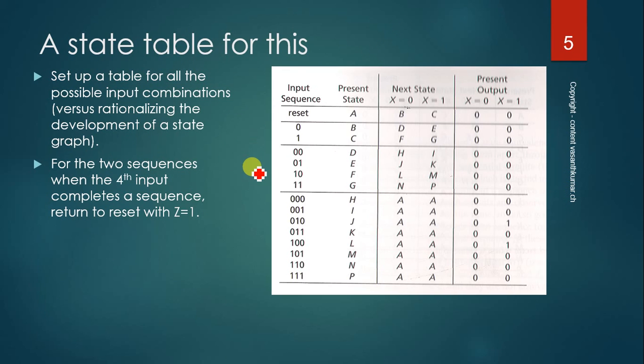So the state table for this would look something like this. Okay, I am considering different states. Reset is one part. We have present states from A to P, A to P combinations. The next states are B and C, where the combination will be x equal to 0 and x equal to 1. Present state is the same thing, x equal to 0 and x equal to 1.